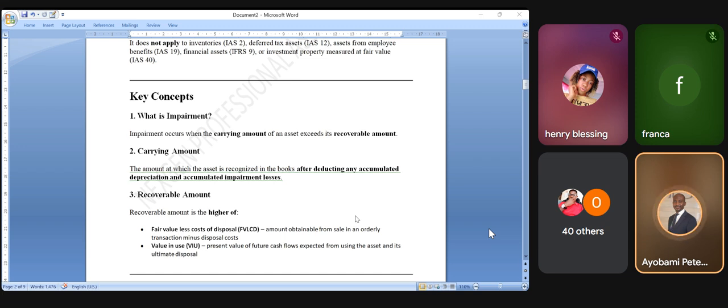You are not disposing of it. It's not that you are selling it, but you just want to be sure that, okay, if I'm going to let this asset go, how much can I receive if I'm to sell it as at today? That's what we call recoverable value. And so for you to measure that recoverable amount, you can use two methods. Number one, you can use the fair value method, and then number two, you can use the value in use method. That is how it is prescribed under IAS 36.